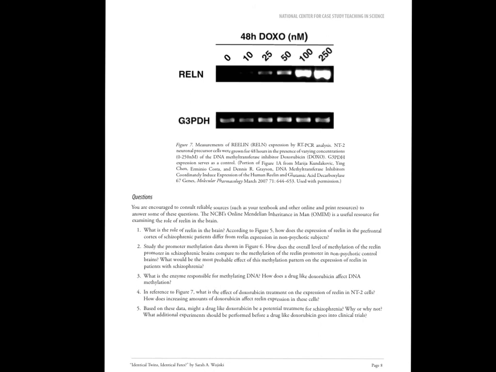In people with schizophrenia. Well, here we look at reelin. This is the reelin protein, and how much reelin protein is made in the presence of the enzyme that produces methylation. What they did is they added different concentrations, 0, 10, 25, 50, 100, 250, of methyltransferase inhibitor, which inhibits the methylation of the DNA. So it stops the methylation of the DNA.